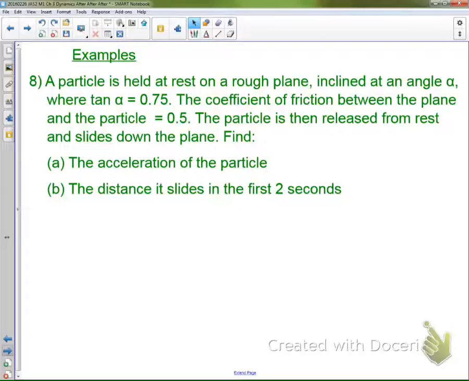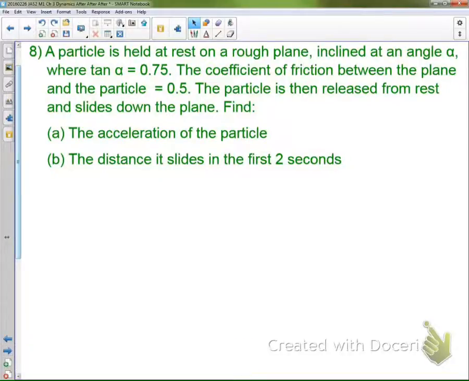So, as with many mechanics questions, we want to start by drawing a diagram. We have our inclined plane, inclined at an angle alpha. We have our particle with an unknown mass, so let's just put mg as its weight. We have the reaction force, and we have friction. Now we're told it's going to slide down the plane after it's released from rest, so we know that friction is going to be acting up the plane.